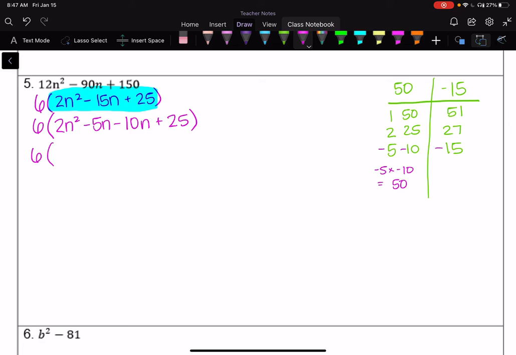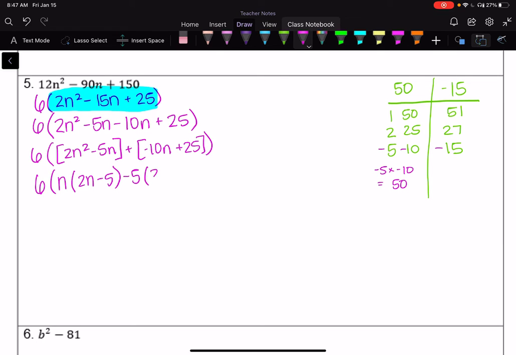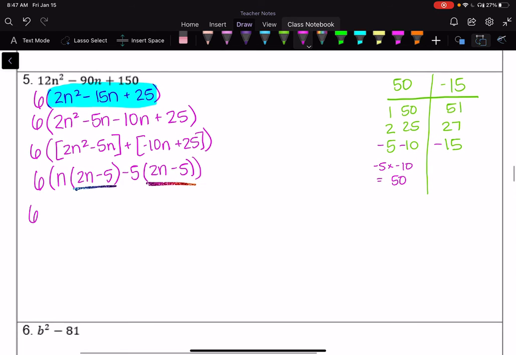Rewrite it. 2n squared minus 5n plus negative 10n plus 25. Take the GCF out of my first group, which is n. Then my GCF out of my second group, which is negative 5. And now we will take my funny GCF and what's remaining is n minus 5.